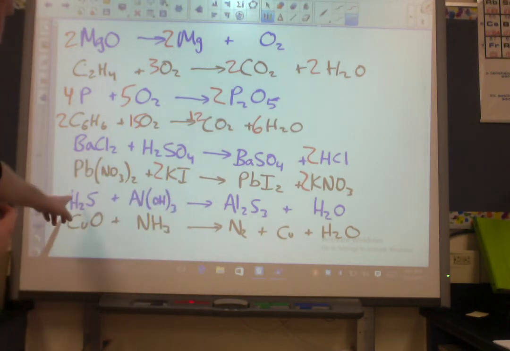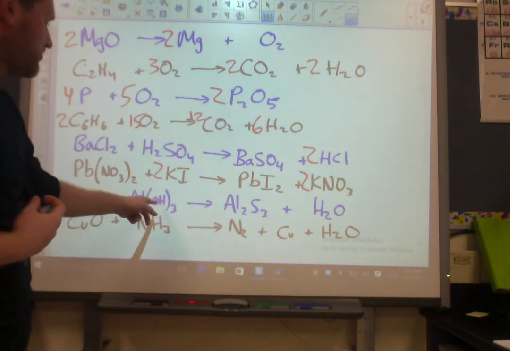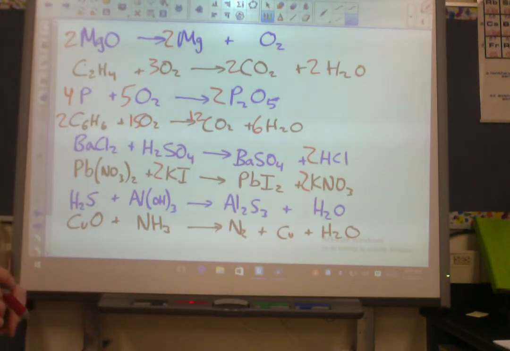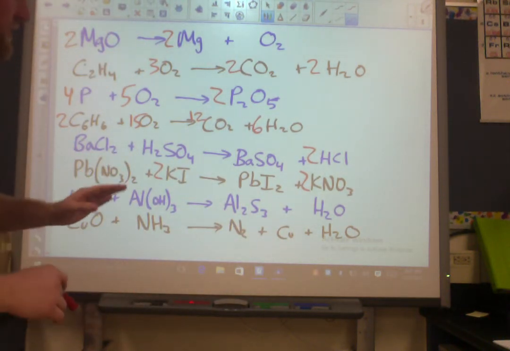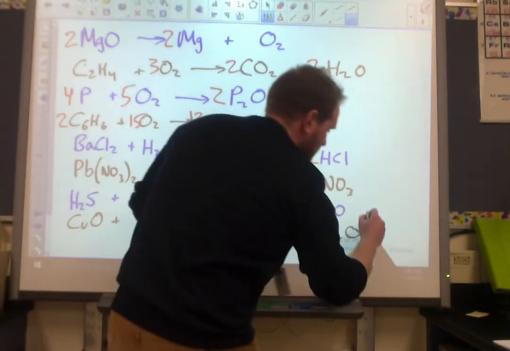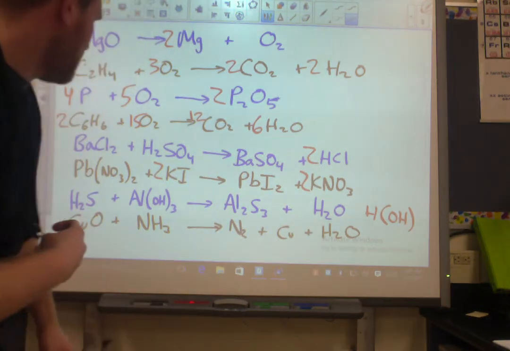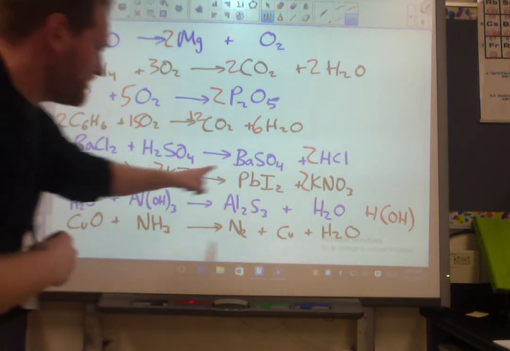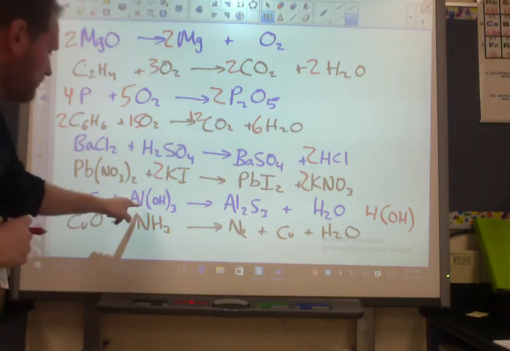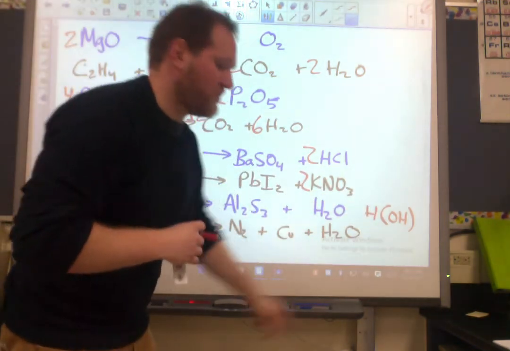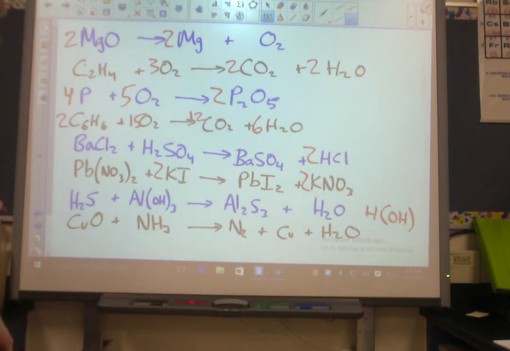Next, I see H2S plus AlOH3. There's my hydroxide. But you notice on the other side, I don't have hydroxide. So what you should do instead, change the H2O to HOH. So now I'm looking at hydrogens, aluminums, sulfurs, hydroxides. And this should be pretty simple to balance now.